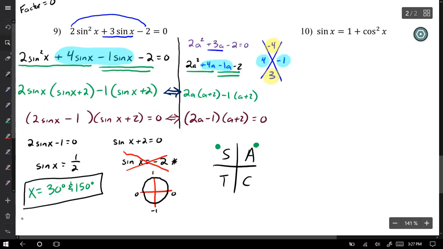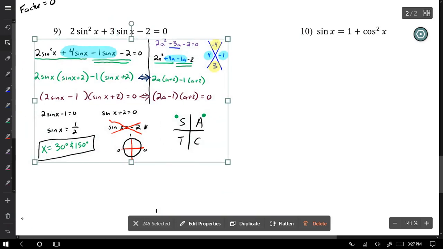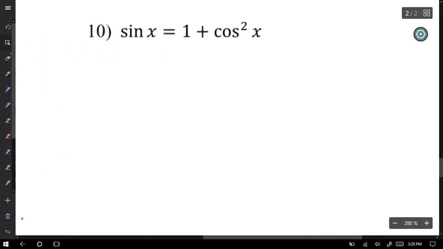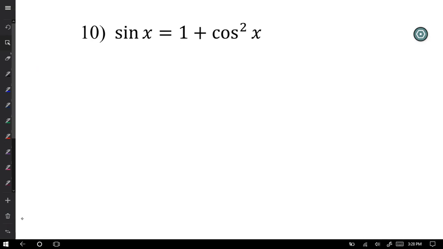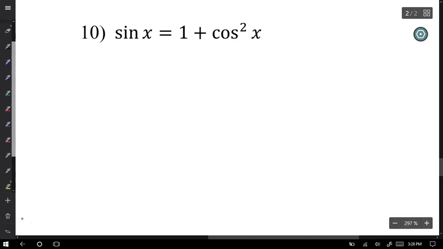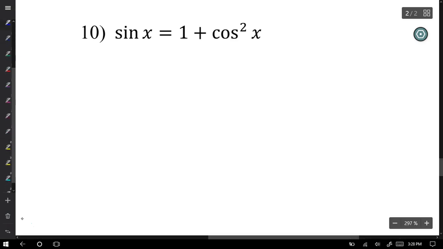We're going to look at number 10 next. So let me just give myself some room. Shrink this down. There we go. Now number 10. What's different about this one compared to the other one is I see a sine of x and then I see a cosine squared of x. And what I don't like about this is we don't have the same terms. I can't do anything if I have a sine and a cosine squared. I want similar terms.